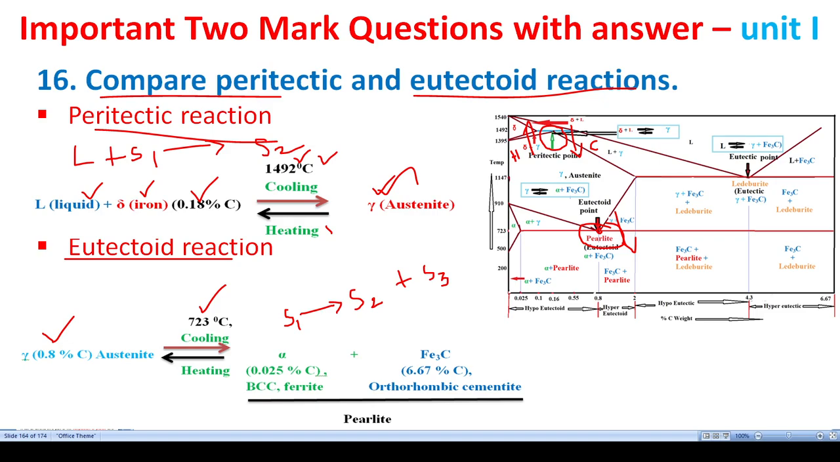This alpha is alpha ferrite, a BCC structure, with carbon 0.025, and cementite Fe3C with carbon 6.67%. After heating, alpha plus Fe3C is converted to austenite, a solid. This is the reaction of peritectic and eutectoid reactions, based on the iron carbon diagram.